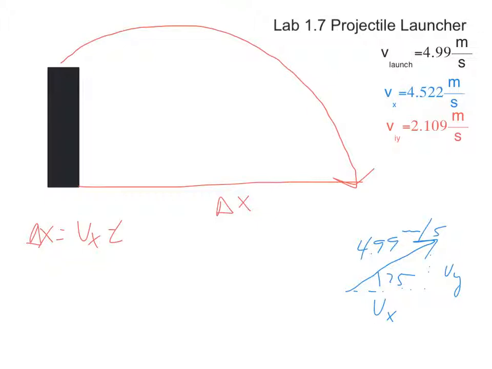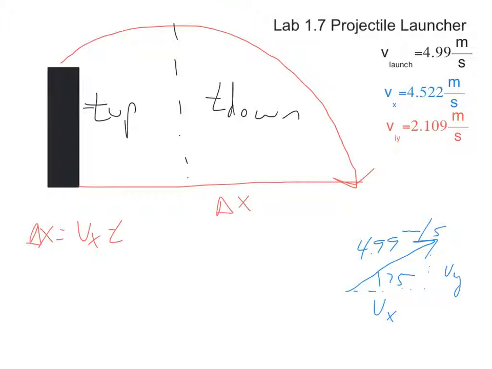Now going back to this equation down here, I use the velocity in the x direction, and I multiply it by my time to figure out how long it's in the air. But my time is 2 chunks. It takes me the time to go up and the time to go down. That's how I'm going to break it up. I feel like that's the easiest way to break it up. So there's t up and t down.